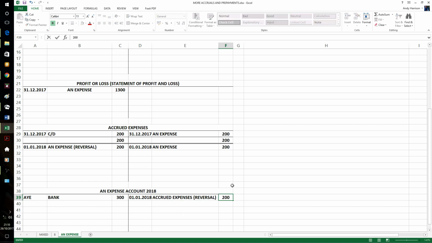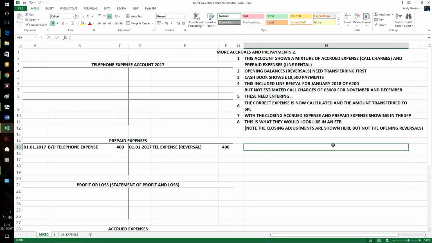I said that 300 would show us something, because actually what we're saying is of the 300 that has already gone out of the bank, £200 is the previous year's, it's 2017, so the balance on there is 100. That's what, when that got paid, was the correct amount. So that one only had expenses. It had an opening prepayment and a closing accrual.